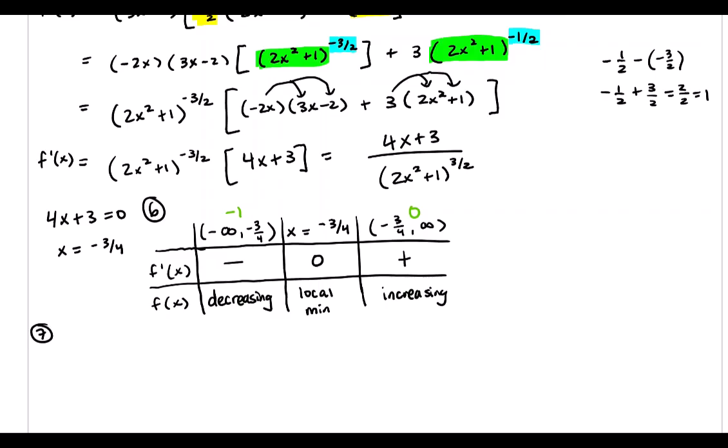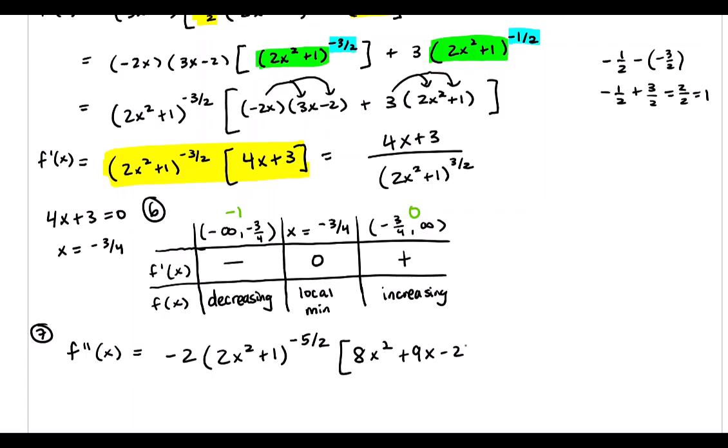Now we are on item number 7, which is to create a sign chart for our second derivative. For our second derivative, I'm going to recommend that you use this form that's written right here, so that you can use product rule on that in order to find our second derivative. I'm going to skip ahead because it's a very similar process to what we did to find the first derivative. If you factor out the common factor, you get that f double prime of x is -2 times 2x squared plus 1 to the power of -5/2. That was factored out from inside our brackets, and inside our brackets we're left with 8x squared plus 9x minus 2.